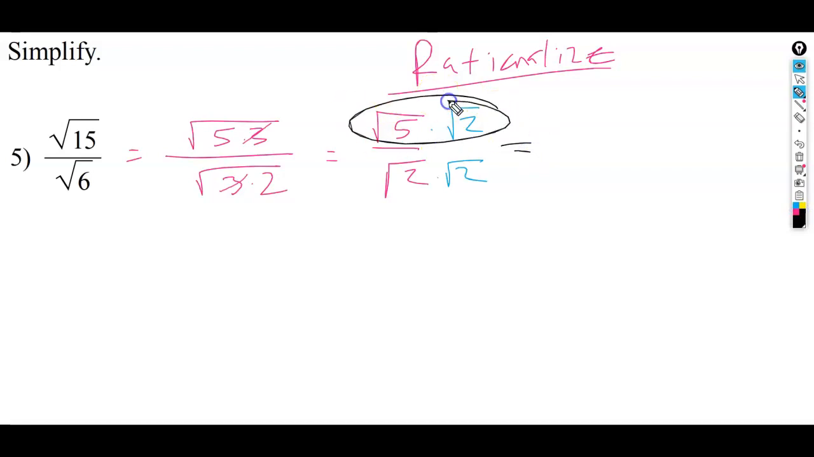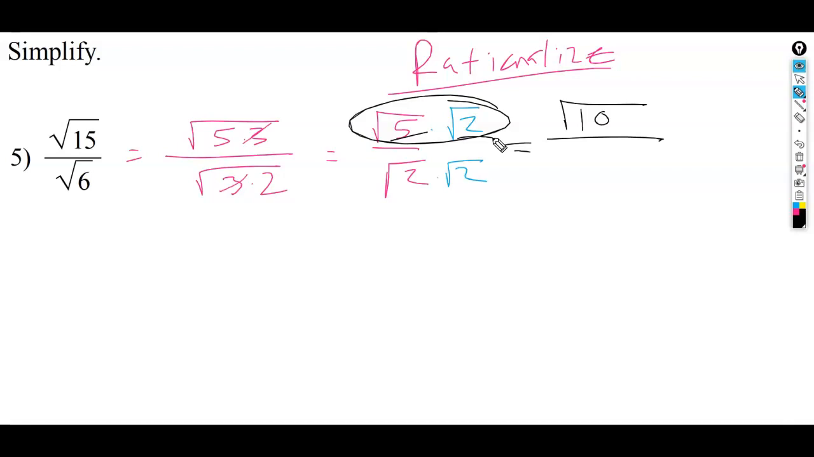On the top, since both of those are square roots, I can put those together to get the square root of 10. I went ahead and multiplied them because both of these are prime. I can't break them down. So if I put them together, I'm still not going to have any pairs. So I might as well just multiply.